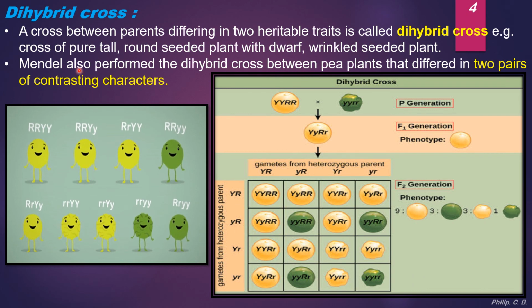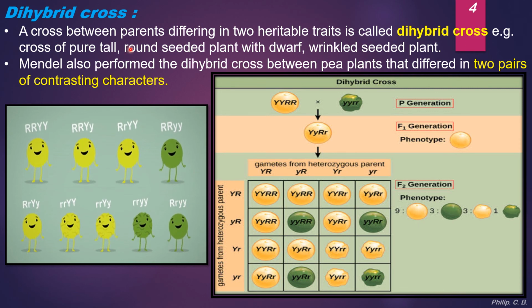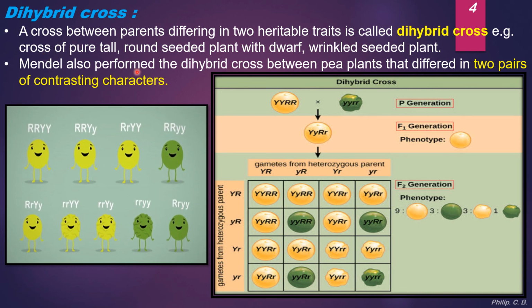Now we come to the dihybrid cross, the second type. A cross between parents differing in two heritable traits is called dihybrid cross. So here we are considering two traits. Example, cross of pure tall, rounded seeded plant with dwarf, wrinkled seeded plant. Mendel also performed the dihybrid cross between pea plants that differed in two pairs of contrasting characters. As we can see, tall, rounded and dwarf, wrinkled.